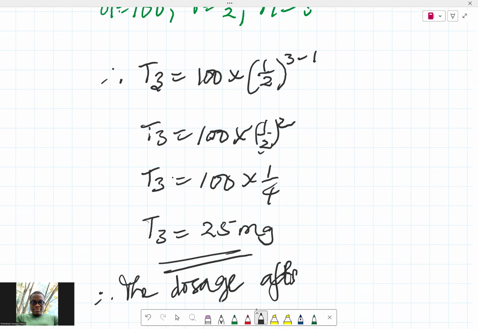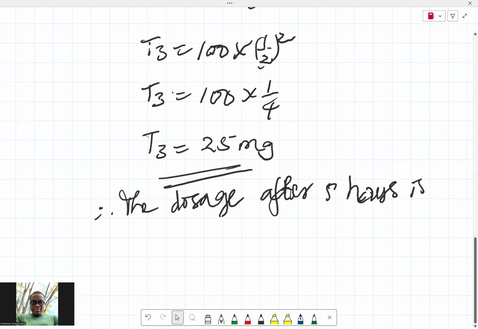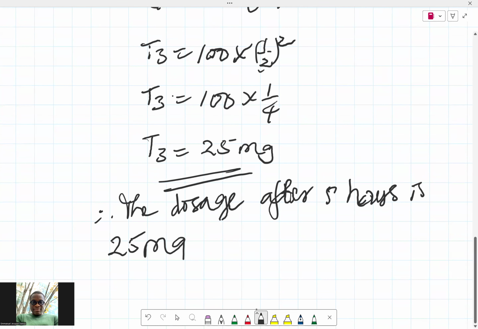Therefore the dosage after 8 hours is 25 milligram. I mean, that's too easy to get. We didn't need to use this formula since we could get it straight. But take it like you have two methods to get the same result, basically.